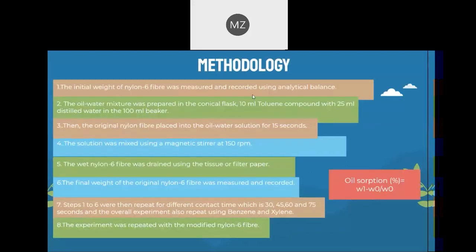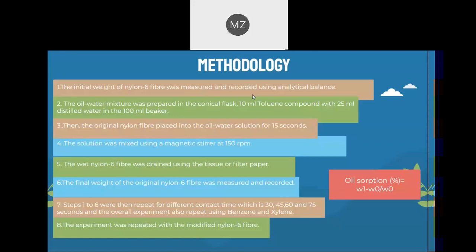In this experiment, nylon 6 fiber and PGMA grafted nylon 6 fiber will be used, and also three different types of solvents, which are benzene, xylene, and toluene. Firstly, the initial weight of nylon 6 fiber will be measured and recorded using an analytical balance. Then the oil-water mixture will be prepared with 10 ml of the desired solvent and 25 ml of distilled water. Then the original nylon 6 fiber will be placed into the oil-water solution for 50 seconds and mixed with a magnetic stirrer at 150 rpm.